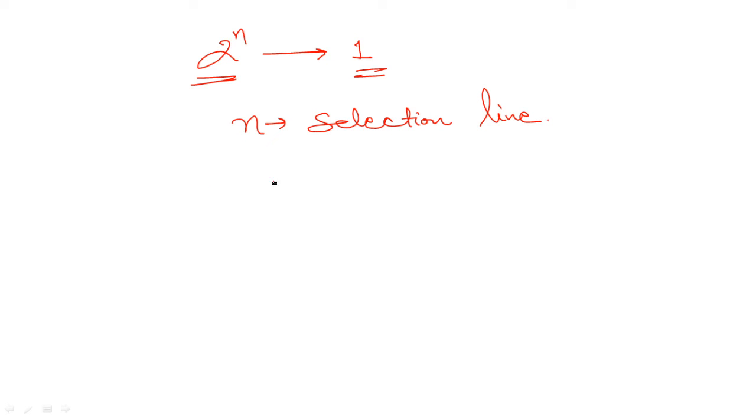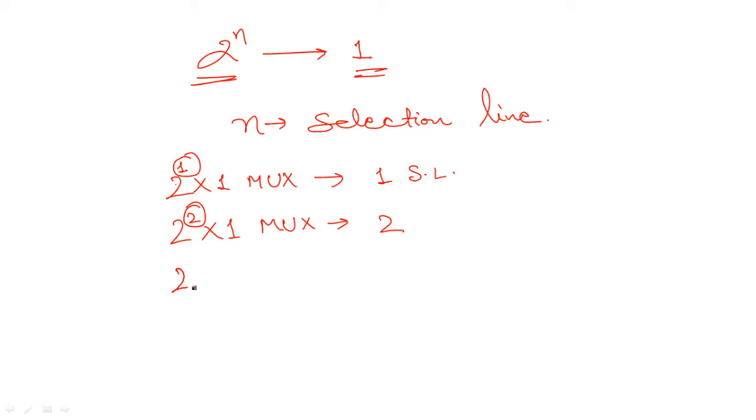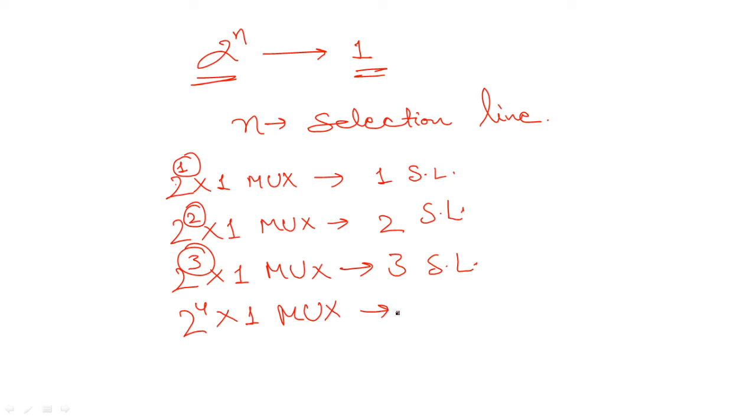For example, you can have a 2 by 1 multiplexer, and in that case you will have 1 selection line, equal to the power 1. For 2 to the power 2 by 1, that is a 4 by 1 multiplexer, you will have 2 selection lines. For 2 to the power 3 by 1 multiplexer, you will have 3 selection lines. For 2 to the power 4 by 1 multiplexer, you will have 4 selection lines.